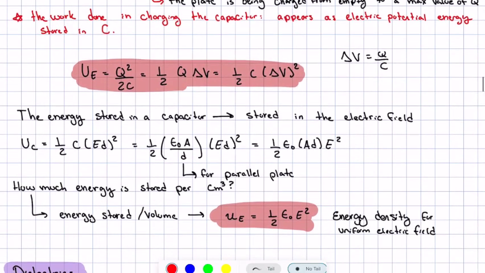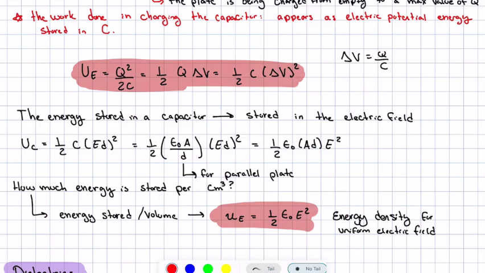So lastly, we can talk about energy stored in an electric field. All we're doing is taking the same equation and plugging in what we know in terms of E, right? So we know that delta V is equal to E times d for a uniform electric field situation. And we also know that C is equal to epsilon naught A divided by d for the parallel plate system, which is what we have. Plug all that in and we get this expression here.